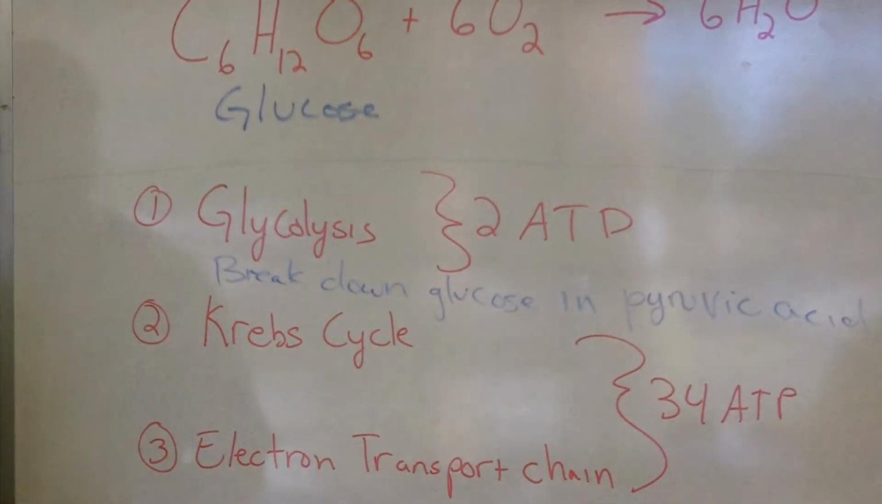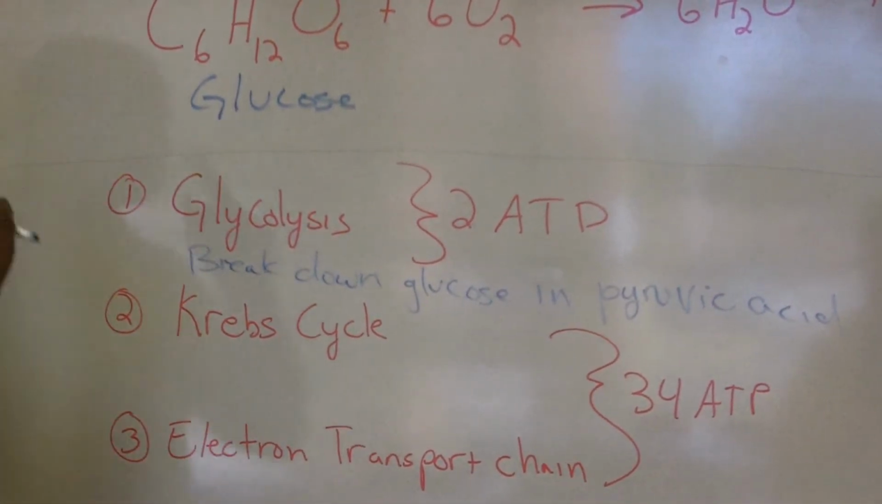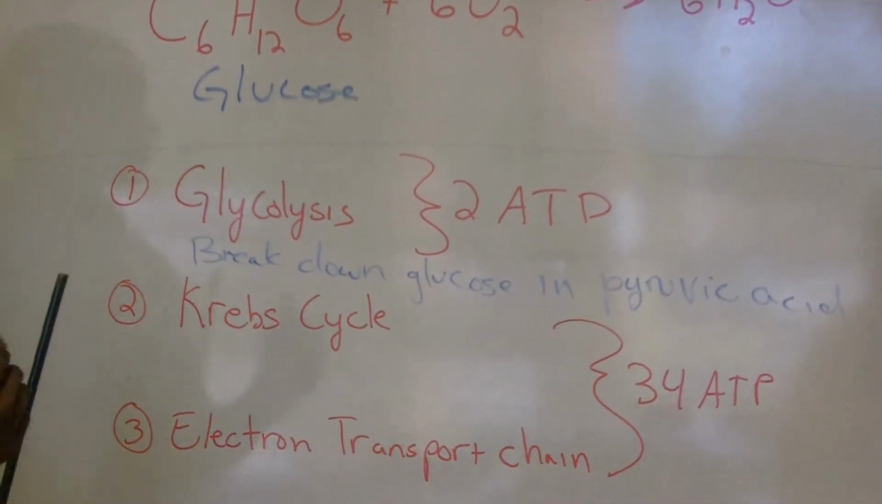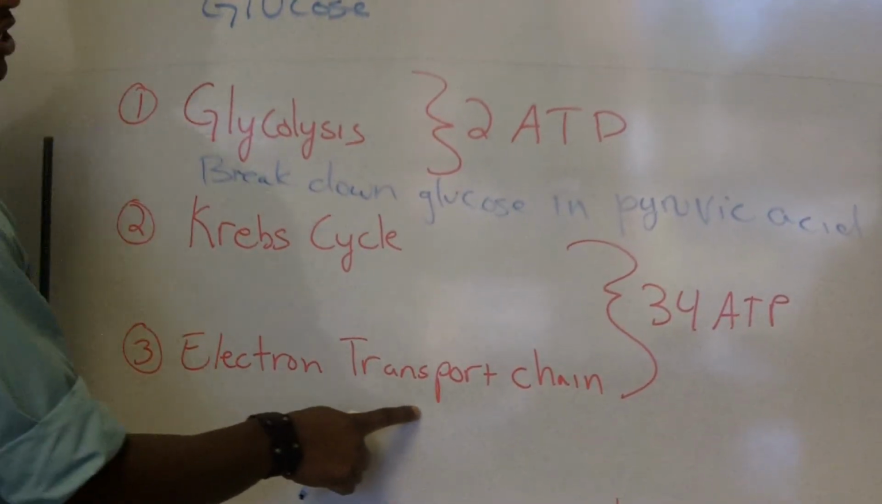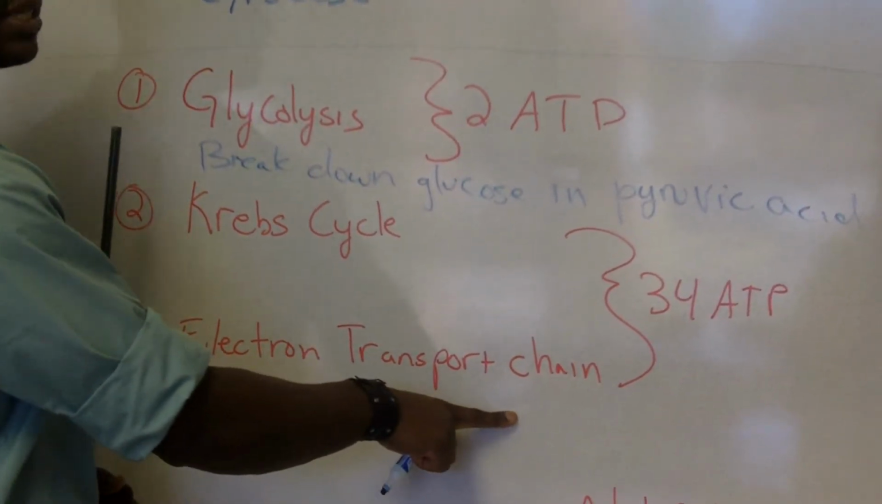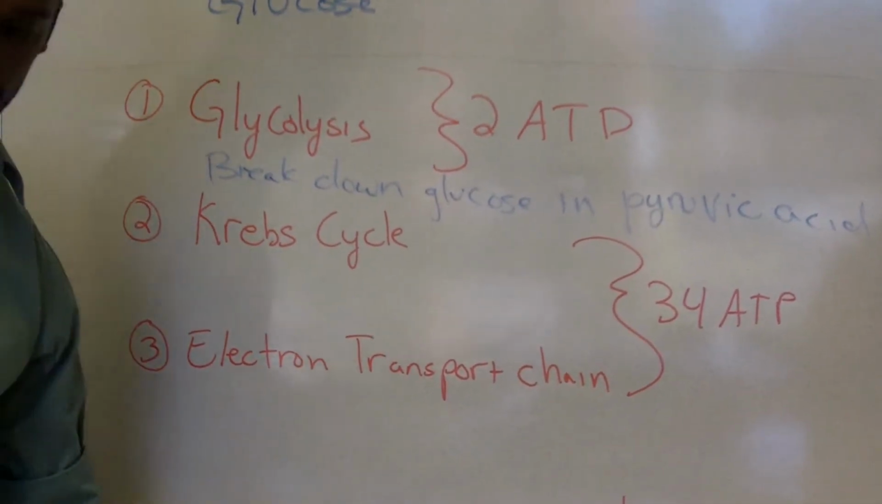Okay? Then the next step is the Krebs cycle, which is further breaking down of the pyruvic acid to get more electrons to energize the electron transport chain. The electron transport chain is responsible for activating ATP synthase to make ATP. So we're going to go through this.